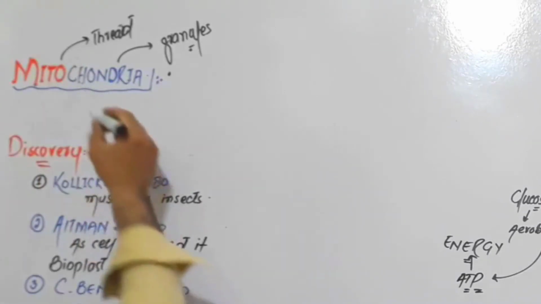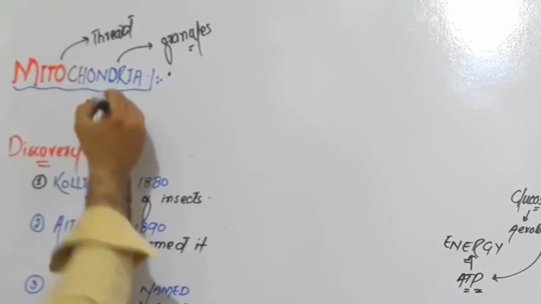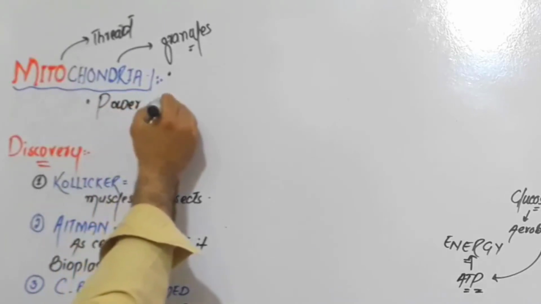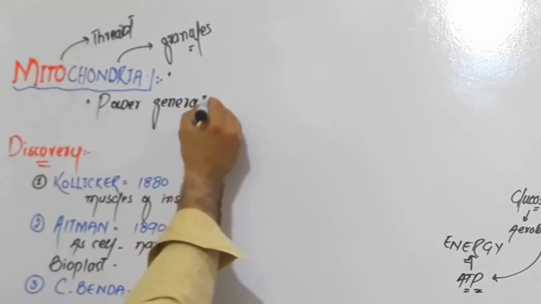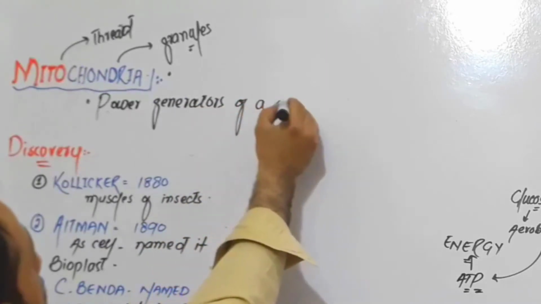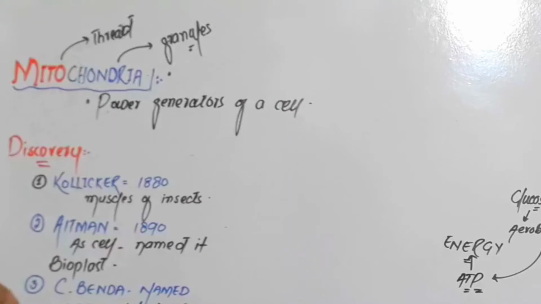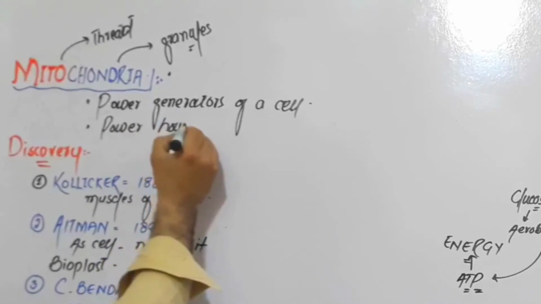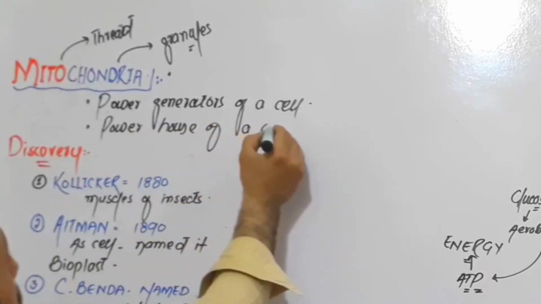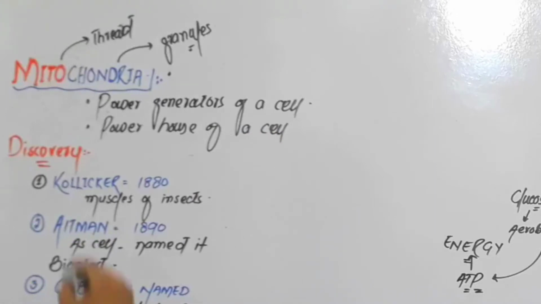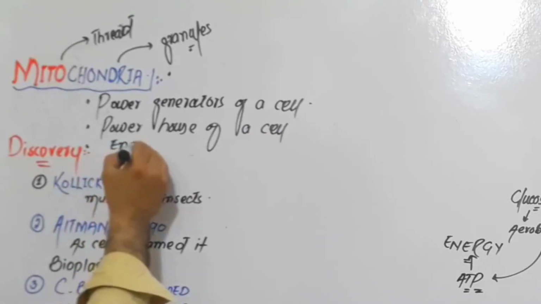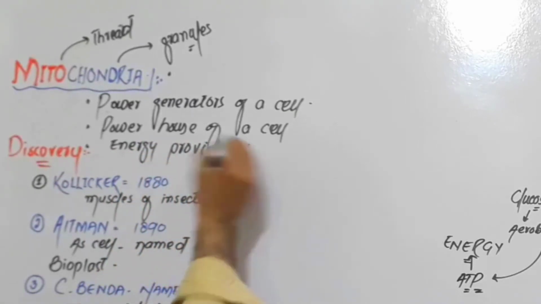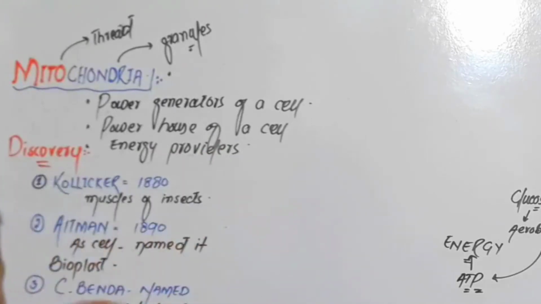So if we write their definition, mitochondria are the power generators of a cell, of a eukaryotic cell, right? And we also say that they are the powerhouse of a eukaryotic cell. And they are the energy providers of the cell. They provide energy to the cell, right? So mitochondria is a very important thing.